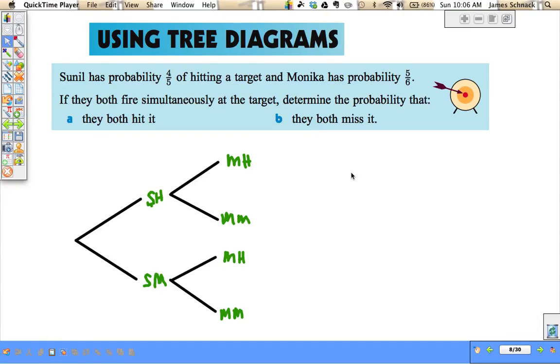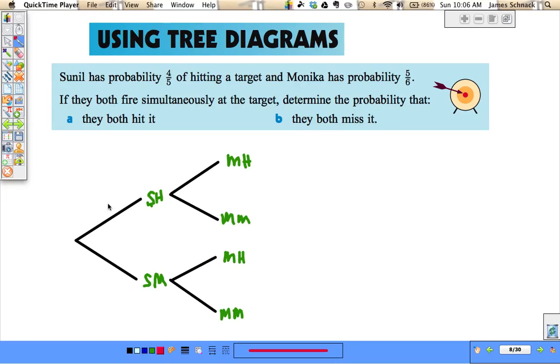So back in the compound events number 1 video, I drew this tree diagram for Sunil and Monica's archery contest. And I want to talk a little bit more about this. What we can do that will actually make calculating probability easier is we can write probabilities on these branches and then figure out the probability of all this stuff using that.